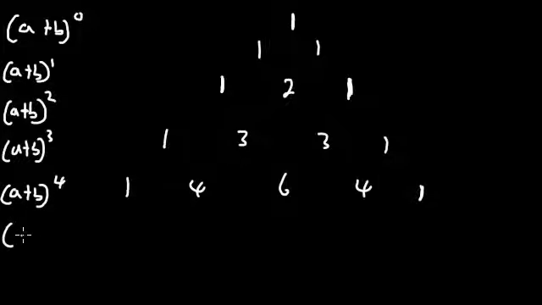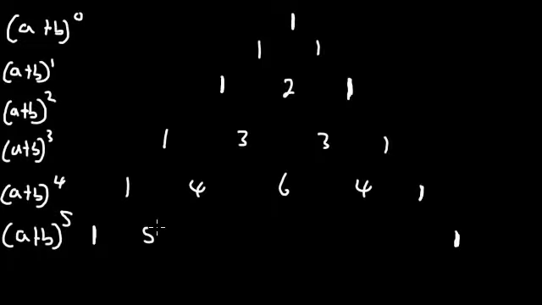Now, feel free to find the Pascal values for a binomial expansion with power 5. So we start from 1, it ends at 1. So we have 1 plus 4, 5, 4 plus 6 is 10, 6 plus 4 is 10, 4 plus 1 is 5, and that's it.